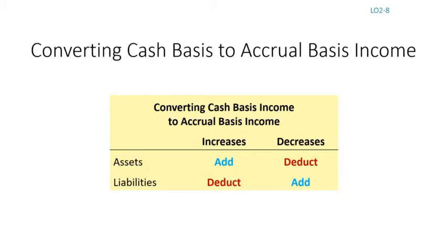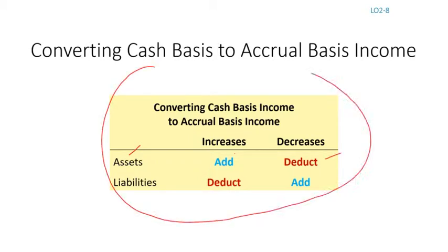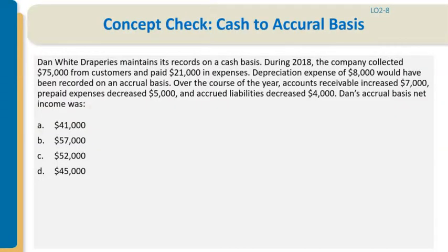When we convert the cash basis to accrual basis, when an asset increases we add, and when it decreases we subtract. This is the key actually, please have this in mind. For liabilities, if liabilities increase, we subtract, and if they decrease, we add. Okay, so let's see one example.